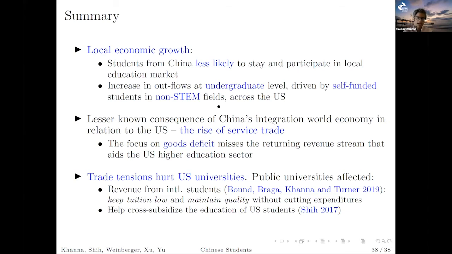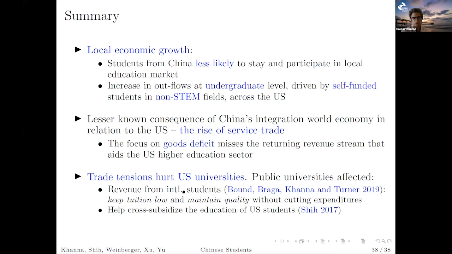And most of this migration was among self-funded students at the undergraduate level, all over the US, including the Midwest. And the reason we think this is important is that there's this big focus on the China shock and how there's a goods deficit with China. What that entire discussion has missed is that some of that revenue stream cycles back and has actually aided the US higher education sector, right? So the rise of the export in higher education services has been really important for the higher education sector.